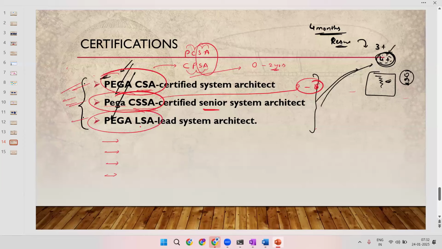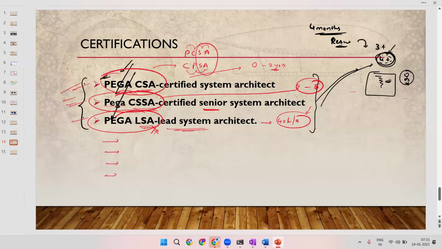The third one is Pega LSA, Lead System Architect, which you are not supposed to do now. If you do this Pega LSA certificate, no doubt you'll get salaries up to 40 lakh per annum even in India. Salaries will be very high, and the pressure will also be very high. So this is not at all recommended for you at this point.